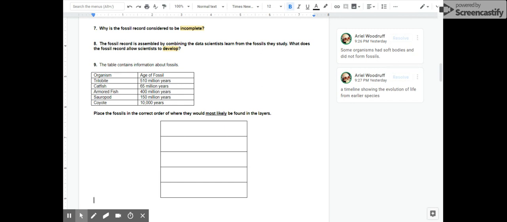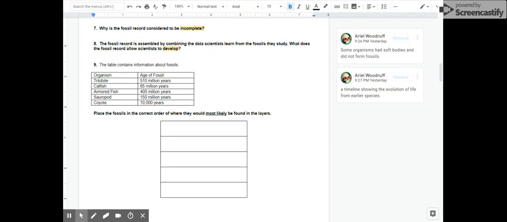Question number 8. The fossil record is assembled by combining the data scientists learn from the fossils they study. What does the fossil record allow scientists to develop? So it can't create a history of Earth over time. It can, however, show a timeline showing the evolution of life from earlier species. So it gives us clues. We don't have all the data, but we have enough to create a timeline of the evolution of life over time. And if you look at the back of the room next to the door underneath the red folder, you can get up and look and see an example of that timeline and how life has changed over time.